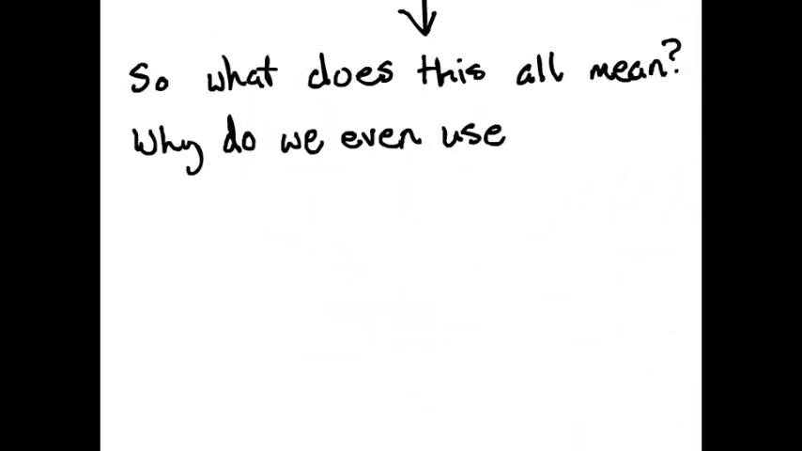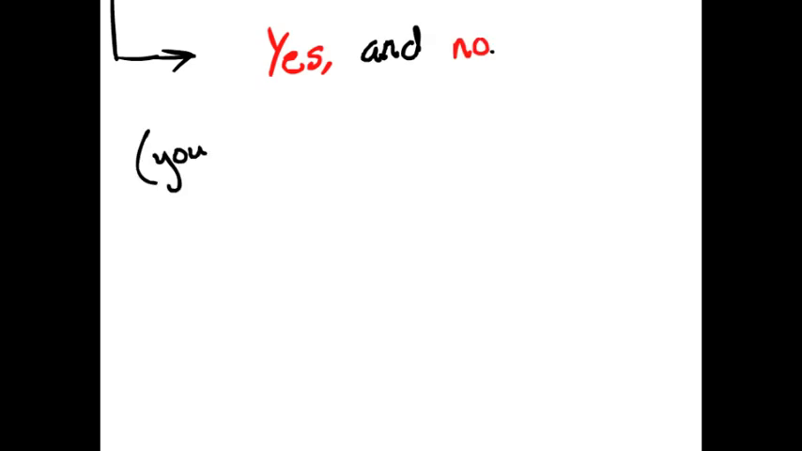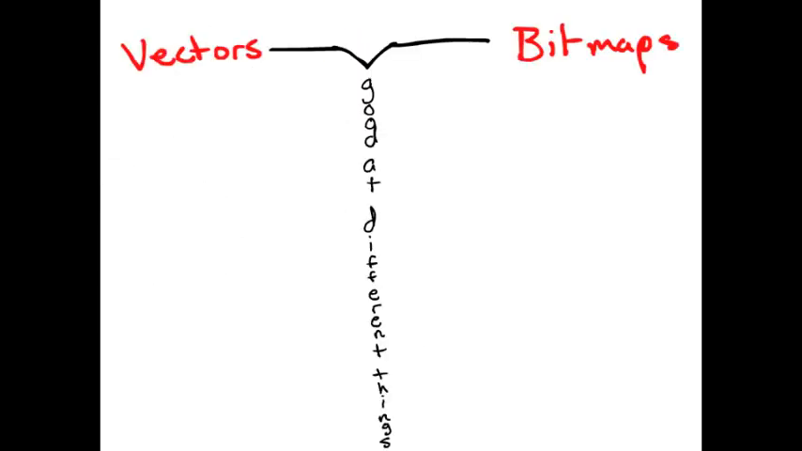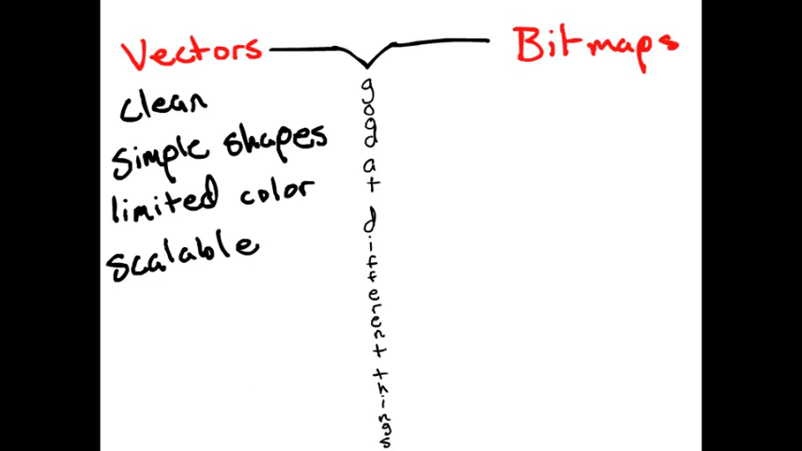Why do we still use bitmaps? Isn't vector just far superior to raster in every way? Well, it is and it isn't. See, vectors and bitmaps are good at different things. Vectors are good at making clean, simple shapes which usually use a limited color palette. They're also perfect for images that need to be scaled, either larger or smaller.